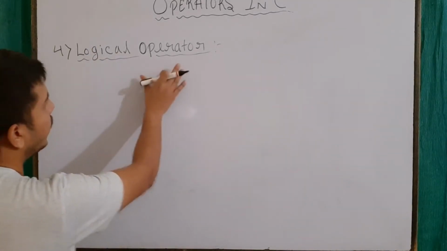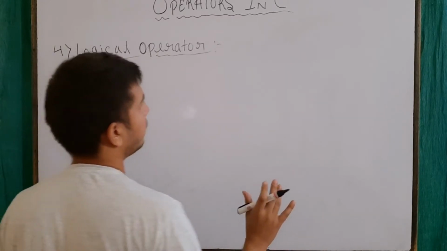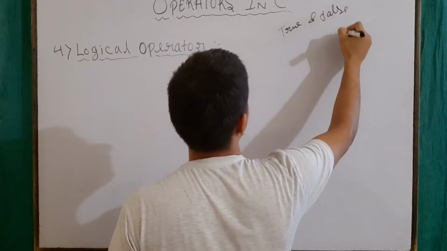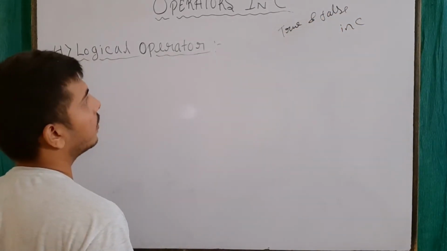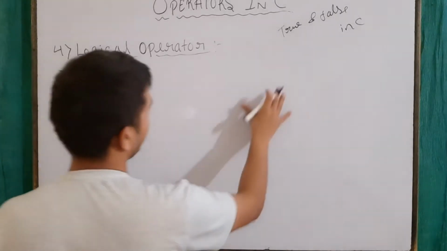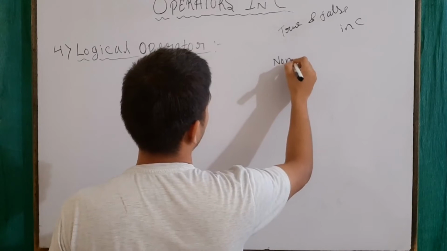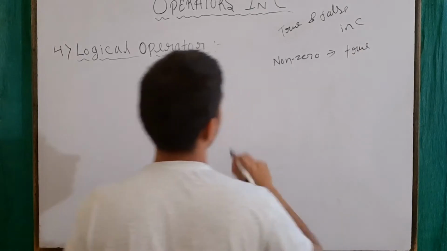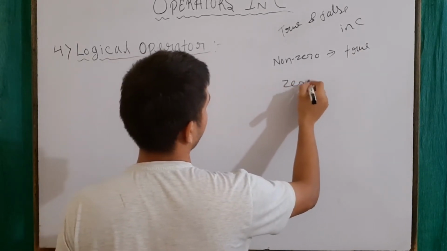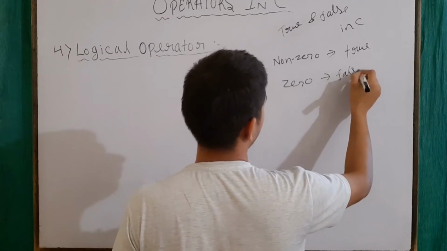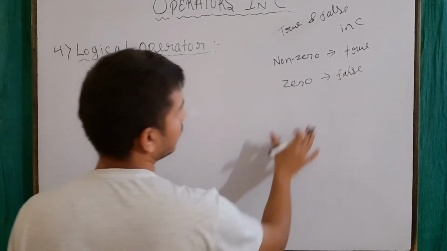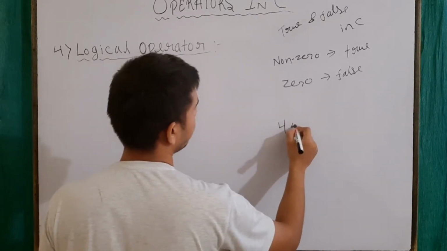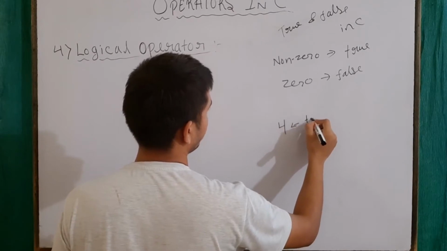But before going to this, we have to understand one concept, that is the concept of true and false in C programming. It means that whenever there is a value which is non-zero, it will be considered as true, and if it is 0, then it will be false. What does it mean? If I am asking, let's say this is written 4, now is it true or false? It will be taken as true.